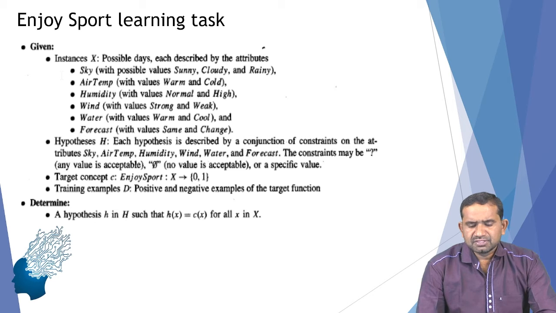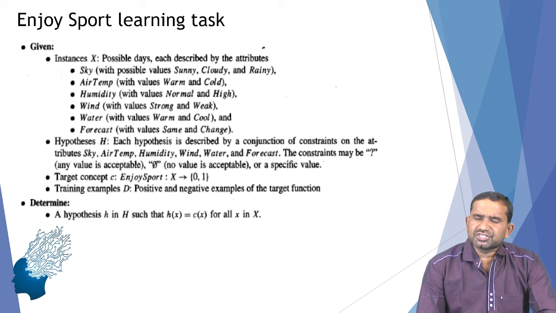And humidity also has 2 attribute values, that is normal and high. And wind also has 2 attribute values, strong and weak. As well as water also has 2 attribute values, warm and cool. And forecast also has 2 attribute values, that is same or change.